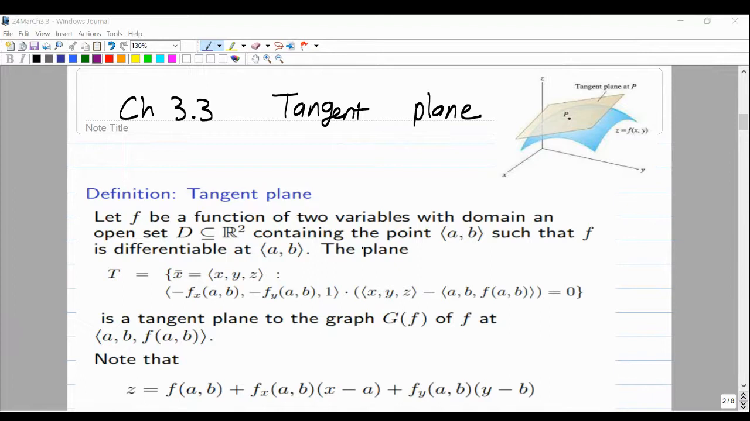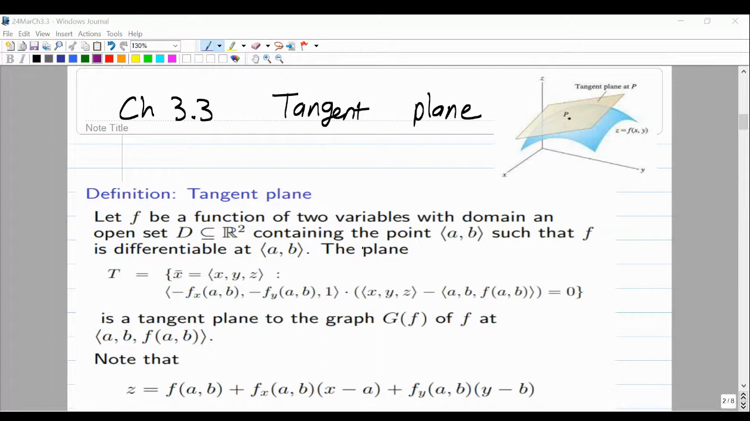And here's the definition. Let f be a function of two variables with domain an open set D, subset of R2, containing the point (a,b), such that f is differentiable at (a,b). Then the tangent plane is given by this set. So it's a set of all 3D vectors where the normal dotted with the vector minus the point equals zero. So if you've forgotten the notation for planes in 3D, have a look in your 1-4 notes. So this is called the tangent plane to the graph of f at the point (a, b, f(a,b)). And if you do the dot product and you rewrite it and you solve for z, you get this.